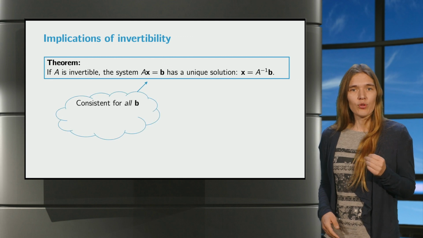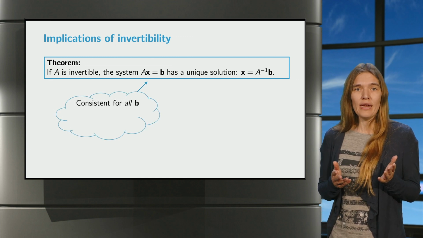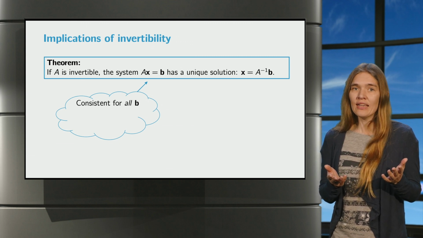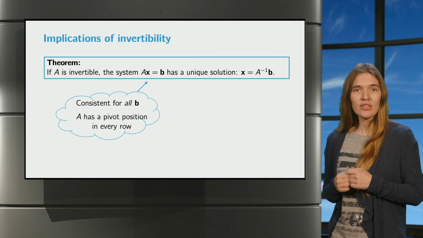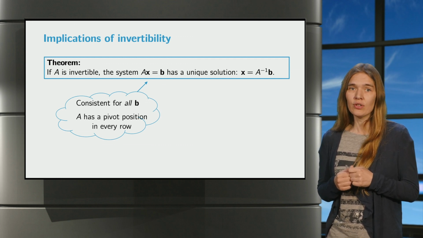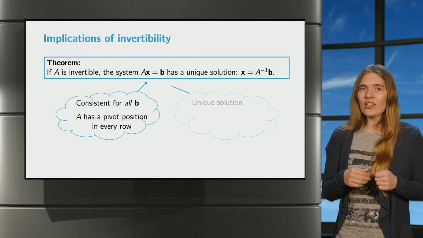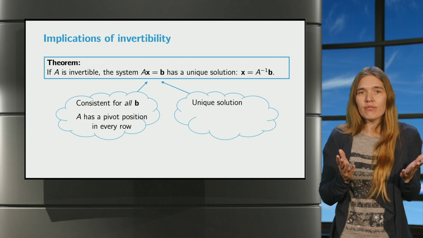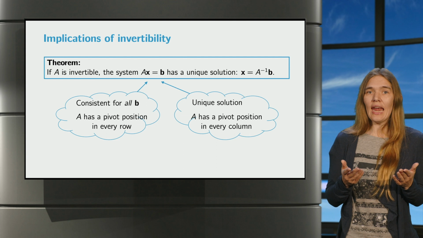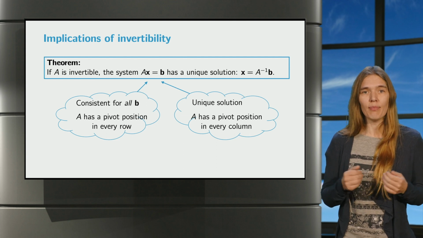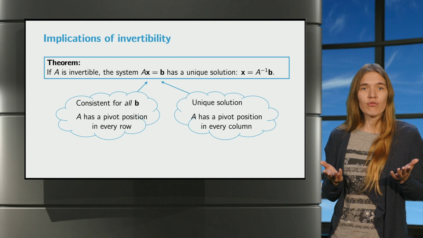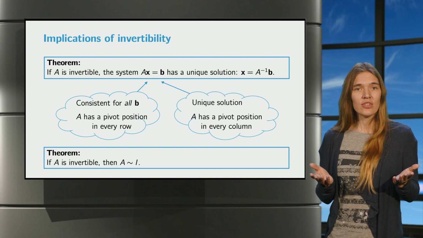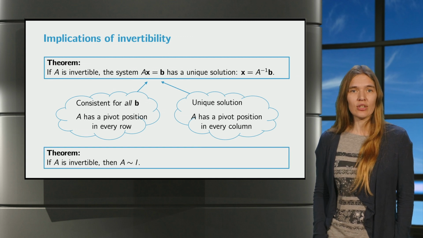On the other hand, this convenience puts quite some restrictions on A. The system Ax equals b is apparently consistent for all b. Therefore, there is no row of zeros in an echelon form of A. That is, the matrix A must have a pivot position in every row. On the other hand, note that the solutions to all these systems Ax equals b are unique. So there are no free variables, and hence, the matrix A must have a pivot position in every column. We see that the reduced echelon form of A has a pivot position in every row and every column, and hence it must be equal to the identity matrix.